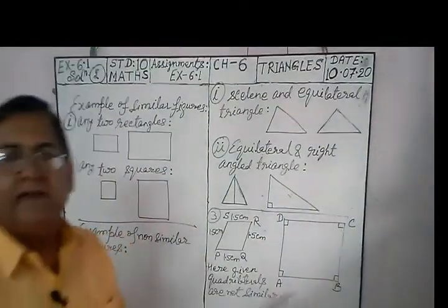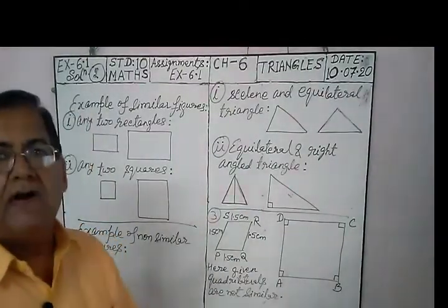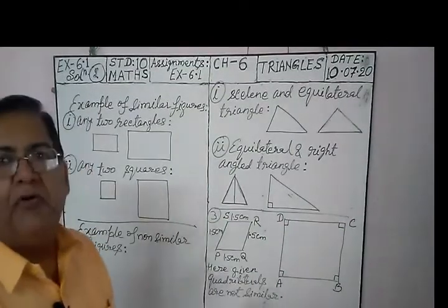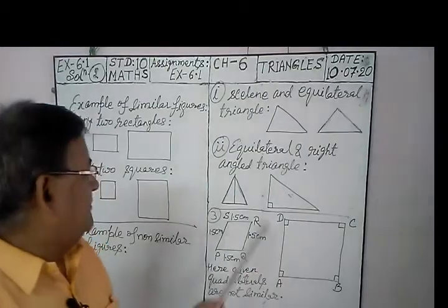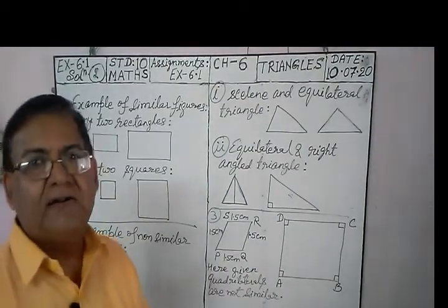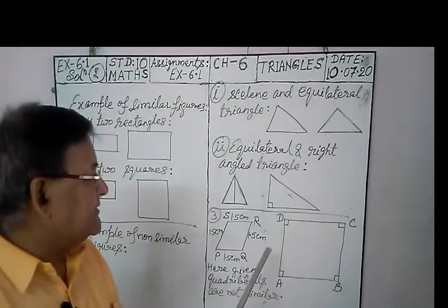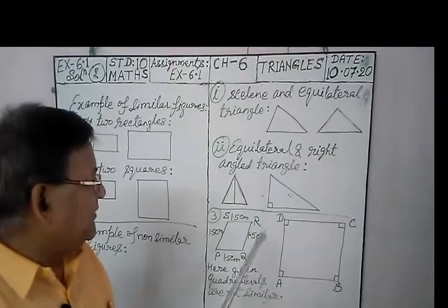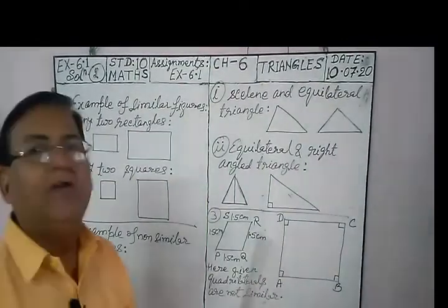Now here is sum number 3. 2 quadrilaterals are given. See the question. Here all the 4 sides are 1.5 centimeter, but the angles are not 90 degrees. Whereas in the second, all the 4 angles are 90 degrees, and all the sides are also equal. So it is a square.